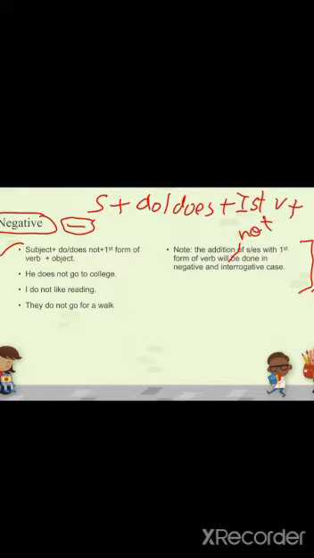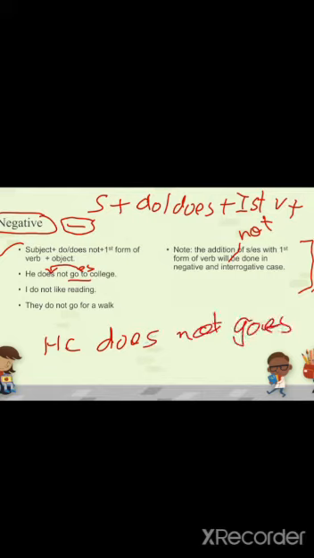Will not be done in the negative and interrogative sentences. Why? Because the addition that you did in the positive or affirmative sentences has shifted over here, right? That is why in the negative sentence you say he does not go to school. Now you will not say, this is an incorrect sentence, you cannot say he does not goes to school. No, this es has been shifted to do, right? You understood? Hopefully you get it.